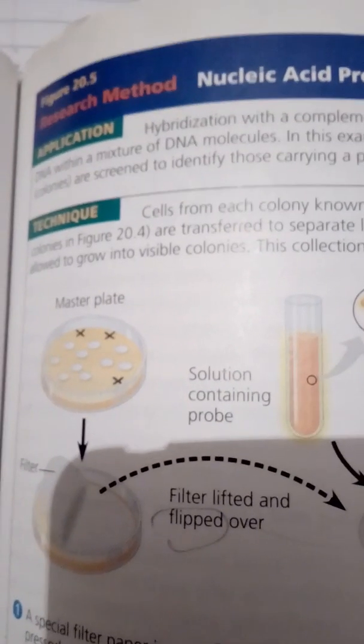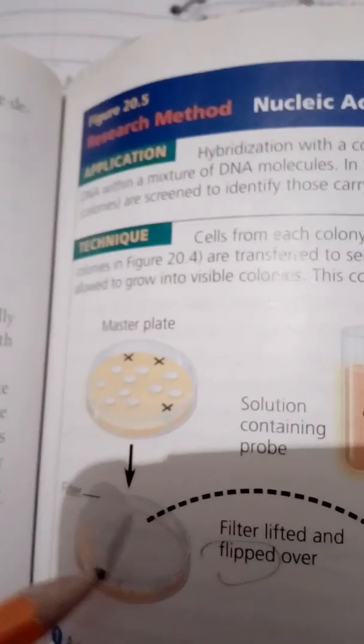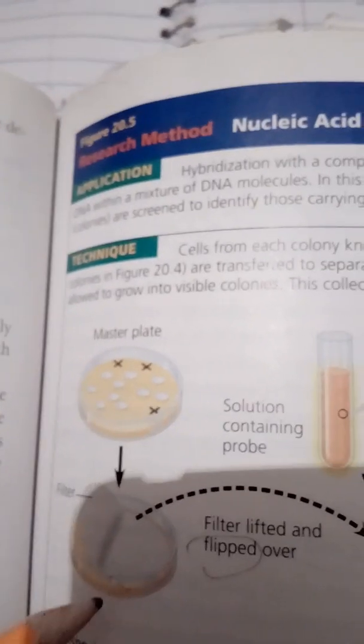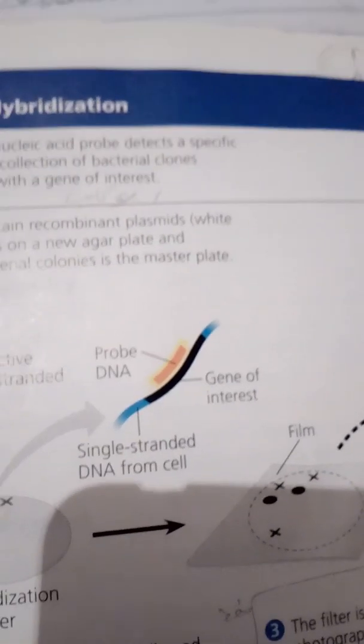First, a special filter paper is pressed against the master plate, transferring cells to the bottom side of the filter. Marks, X, are placed on the filter paper to establish the position of each individual colony in reference to the marks. The filter is treated to break open the cells and denature their DNA. The resulting single-stranded DNA molecules are treated so that they stick to the filter. Radioactive probe molecules complementary to part of the gene of interest are incubated with the filter.